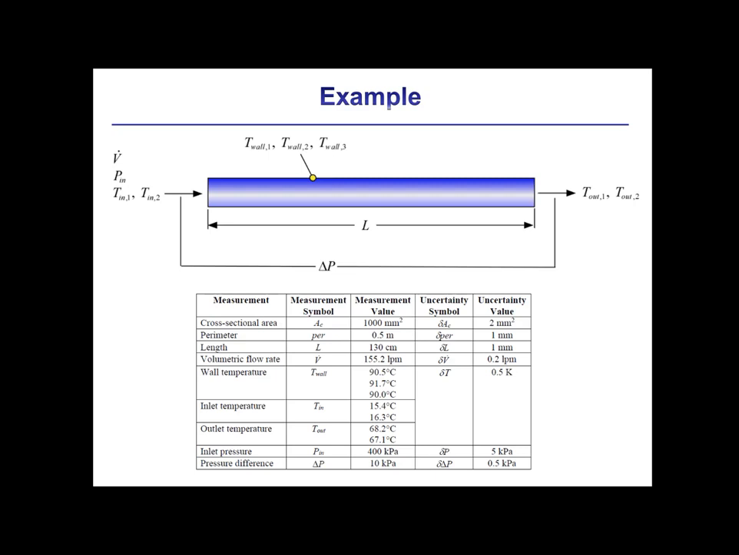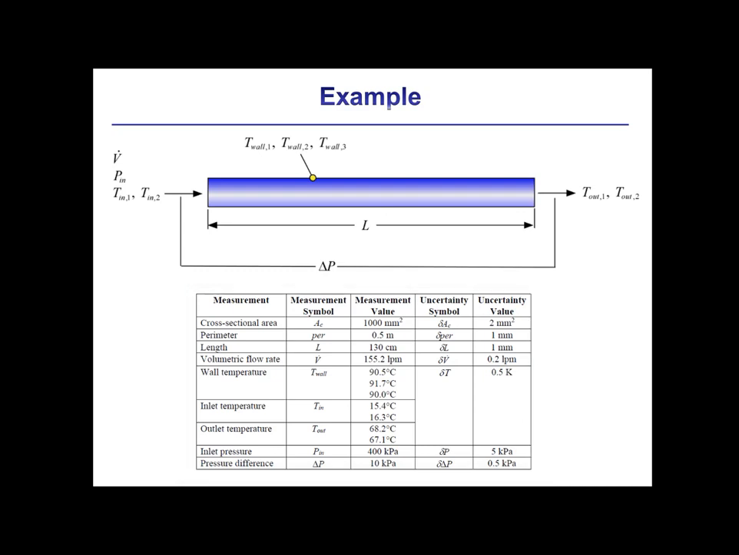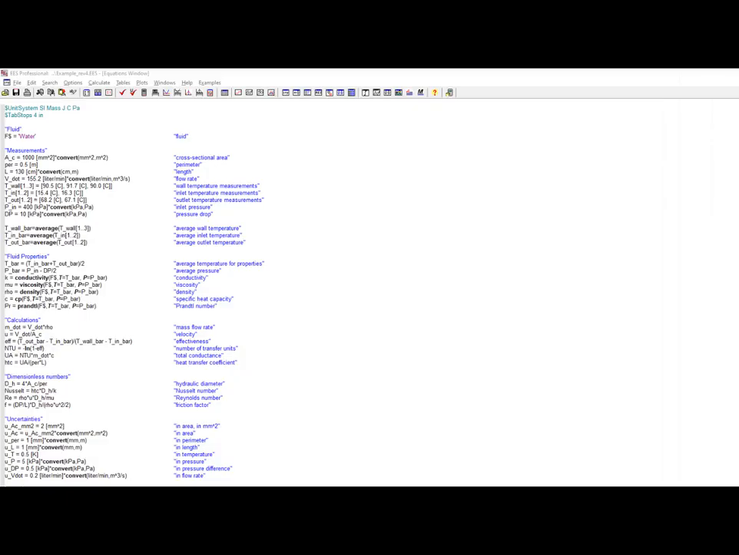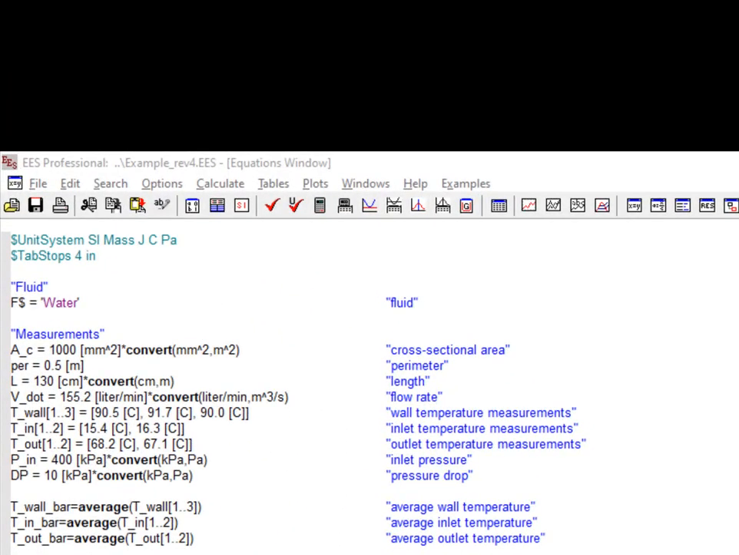These measurements, together with their uncertainty, are summarized in this table, and they can be used to determine the heat transfer coefficient, as well as the Reynolds number, and the average Nusselt number, and the friction factor, and the uncertainty in these calculated quantities. So here we'll calculate these quantities, and then we'll use EASE's uncertainty propagation feature to determine the uncertainty in these quantities.